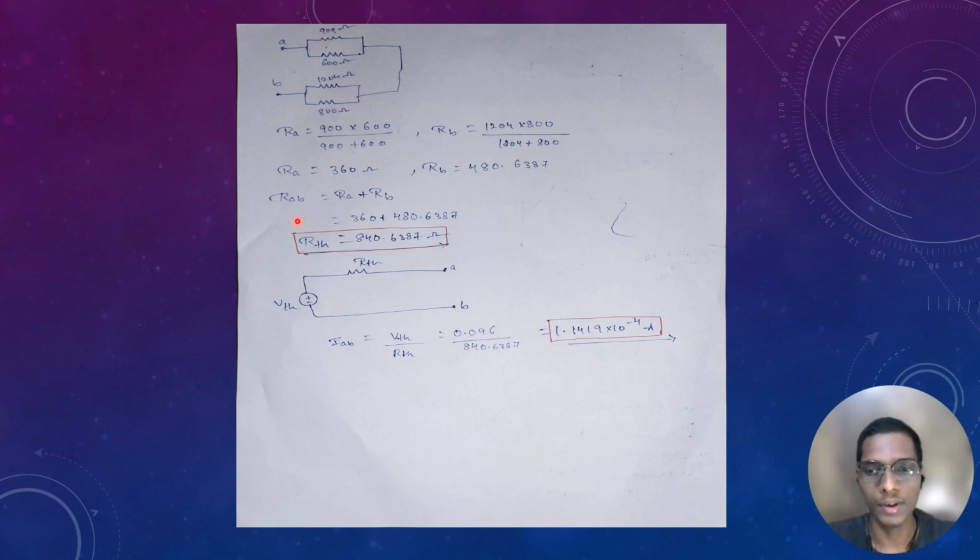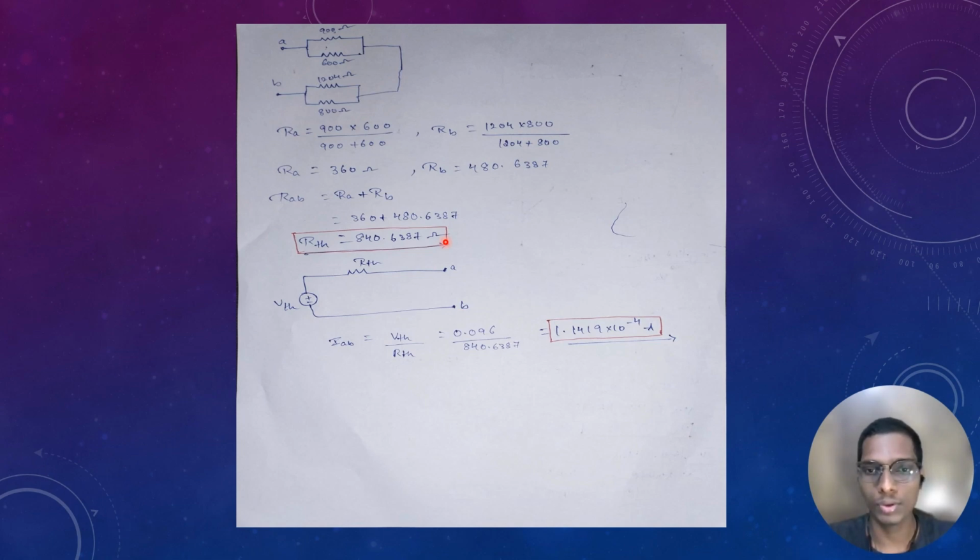As we need Thevenin's resistance, that is also called RAB. RAB is equal to RA plus RB. As we have calculated RA and RB, RA equals 360 plus 480.63, which is equal to Thevenin's resistance. We find that it is 840.63 ohms.